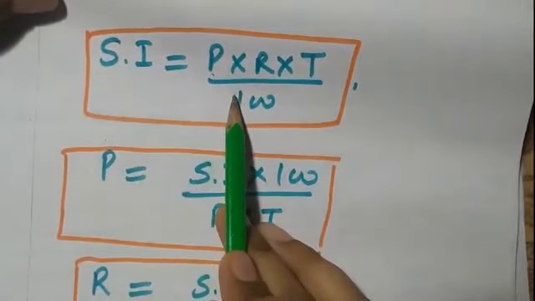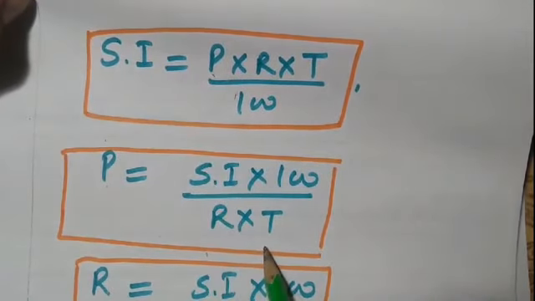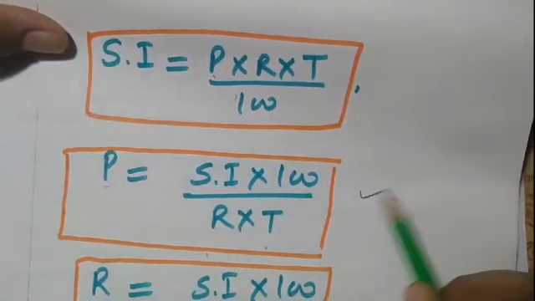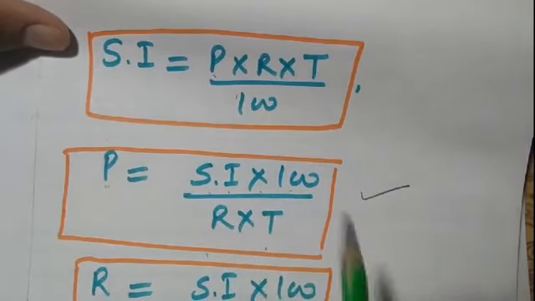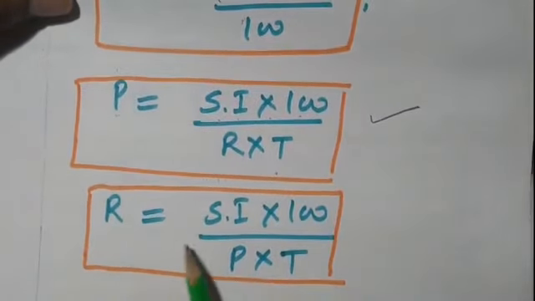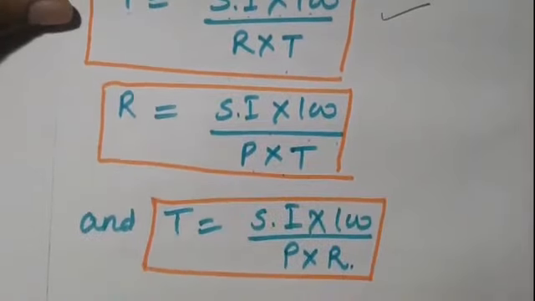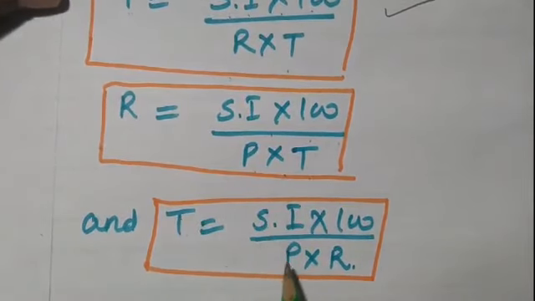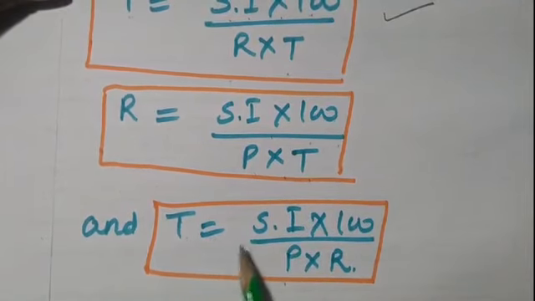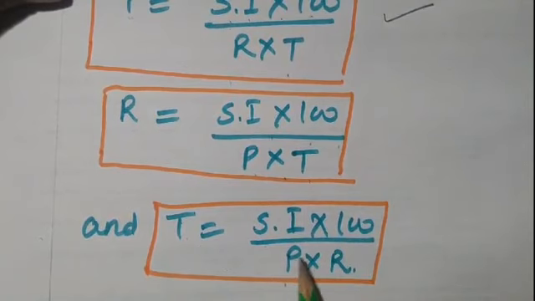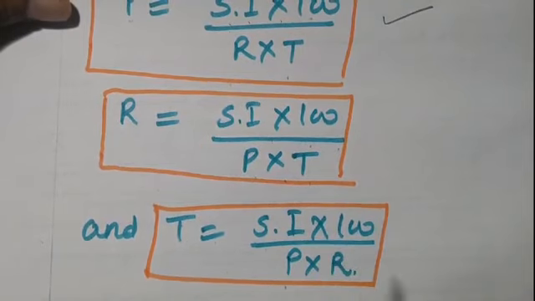Using the same formula, how will you calculate principal? If simple interest, rate and time are given, then principal is given by SI, that is simple interest, into 100 over R into T. Now same for rate. Rate is SI into 100 over P into T. And coming to time, if simple interest, principal and rate are given, time you can calculate by SI into 100 over P into R. Derivation we have learned in the lecture, so here I am only taking the result.